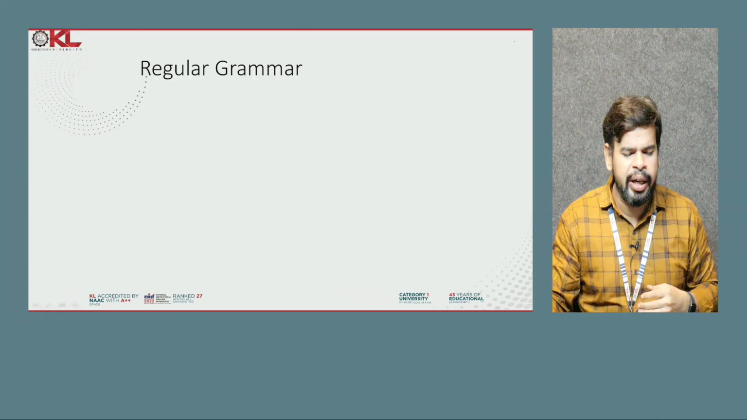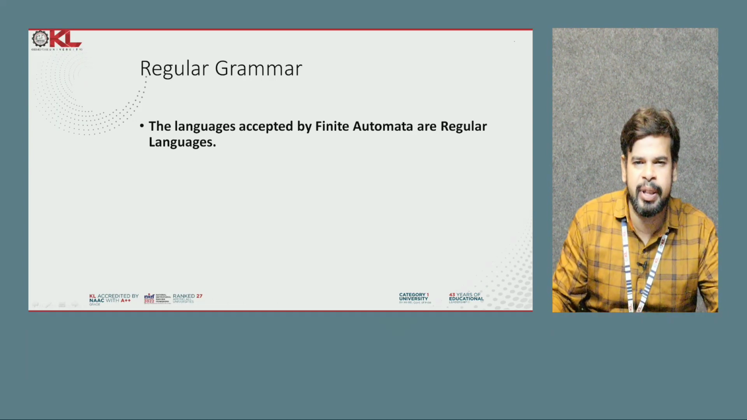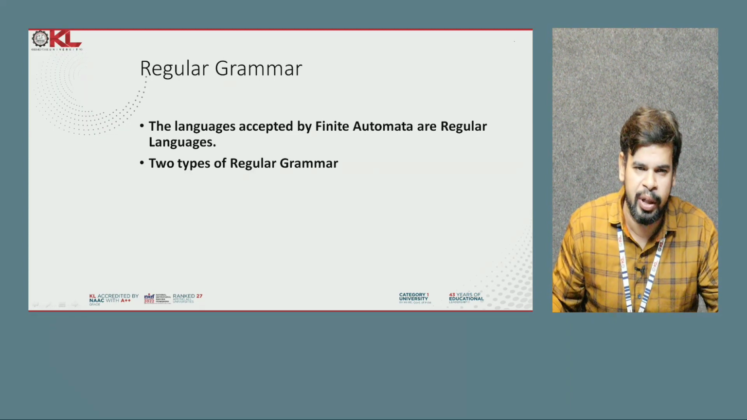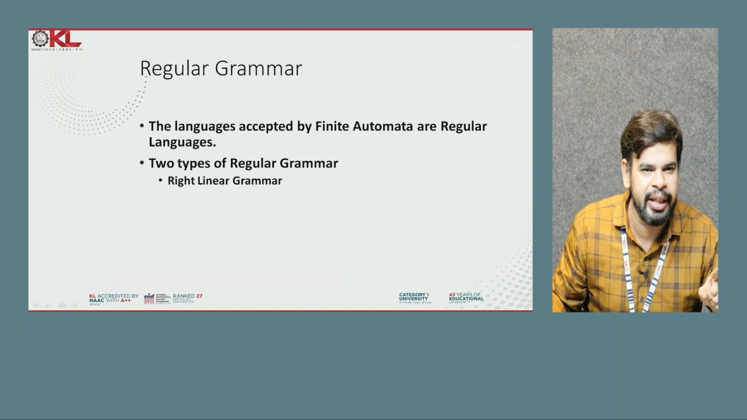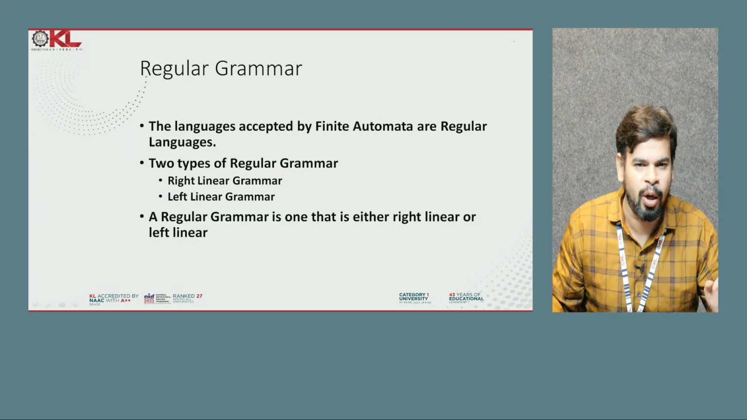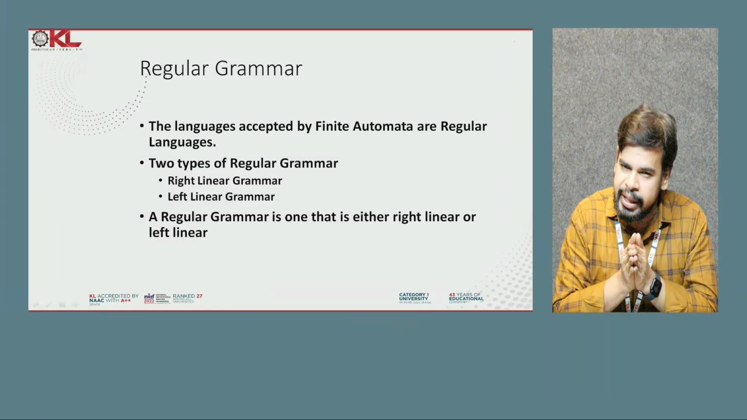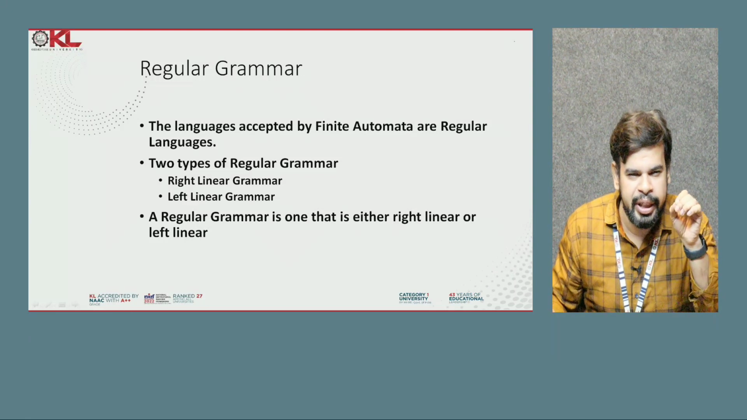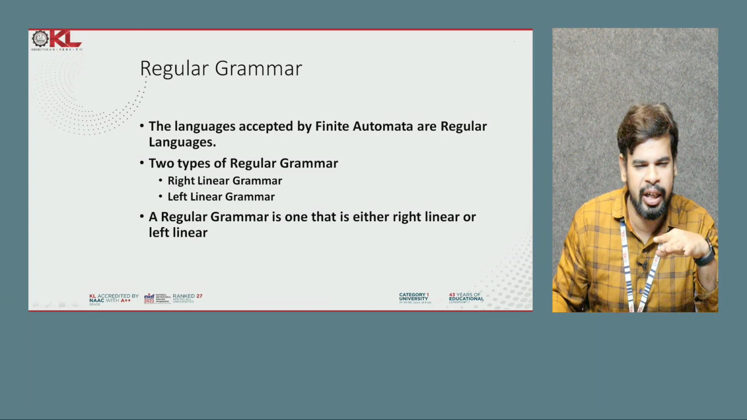Now, what actually is a regular grammar? The language that is accepted by the finite automata is called a regular language. There are two types of regular grammars here. One we call a right linear grammar, and the other we call a left linear grammar. A regular grammar is one which is either right linear or left linear.